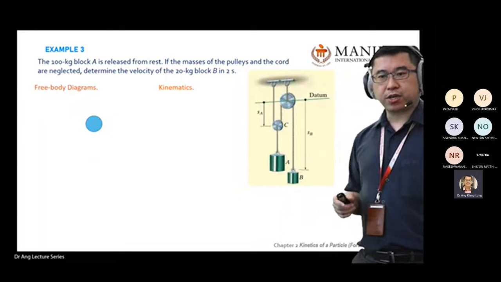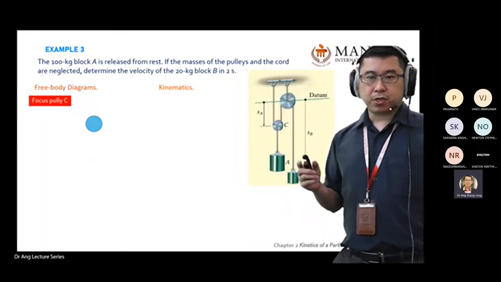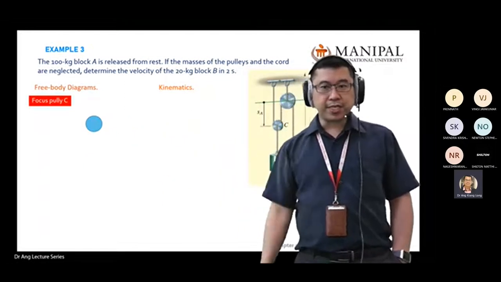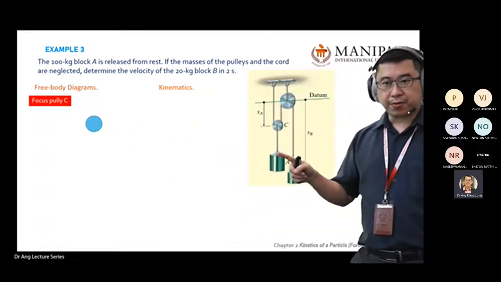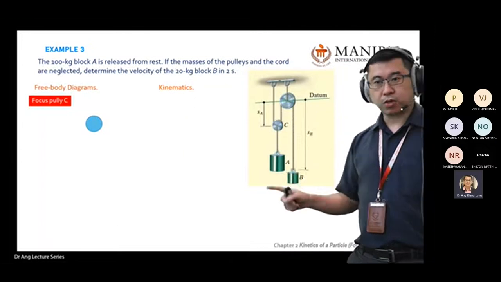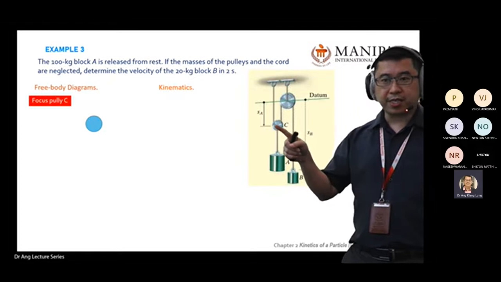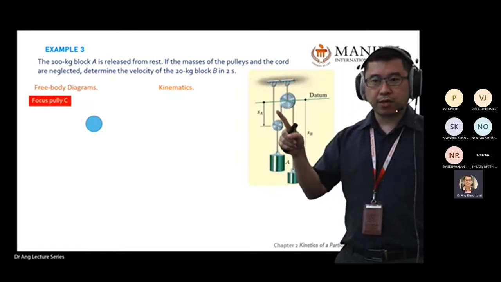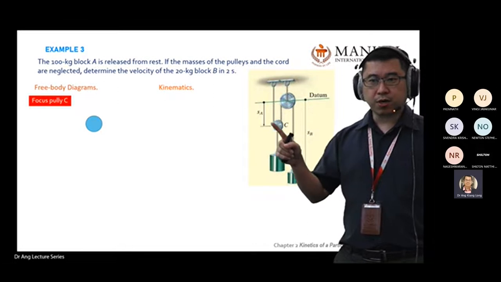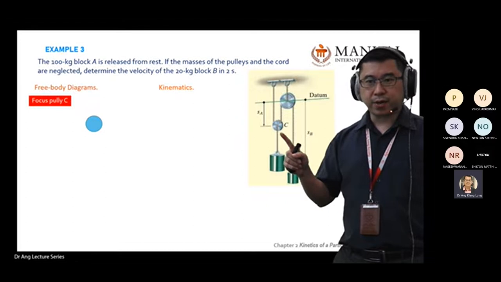So let's focus on individual objects first. Now we focus on pulley C because we want to find the force on this cable. Pulley C is a good starting point because on pulley C, you have two cord lines here and one line here.